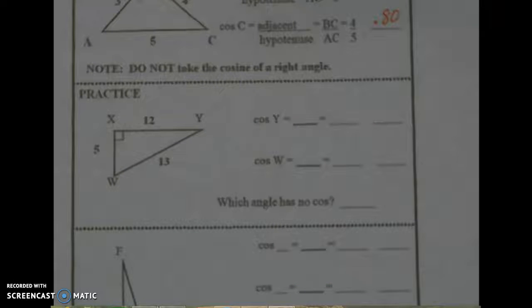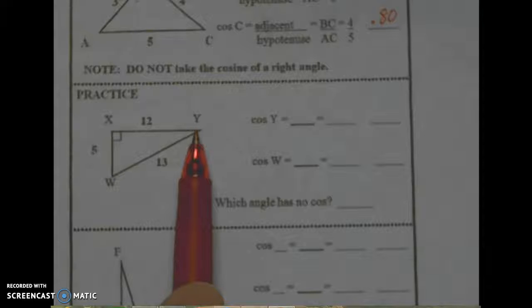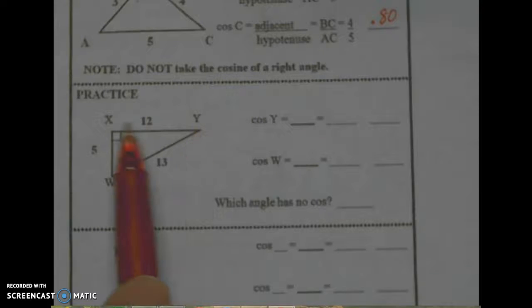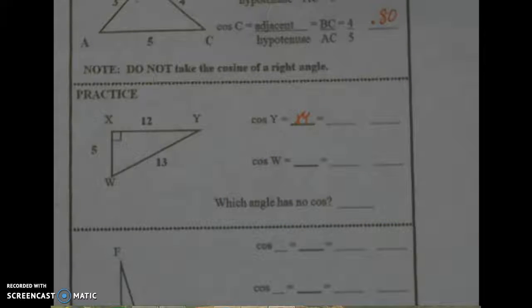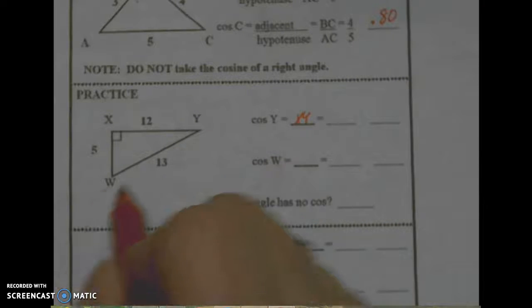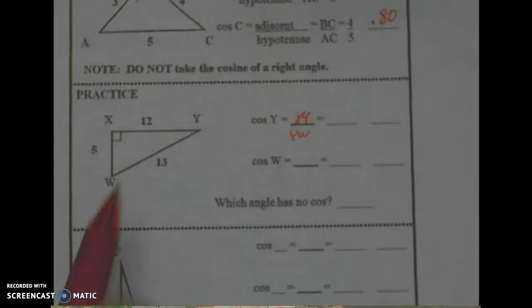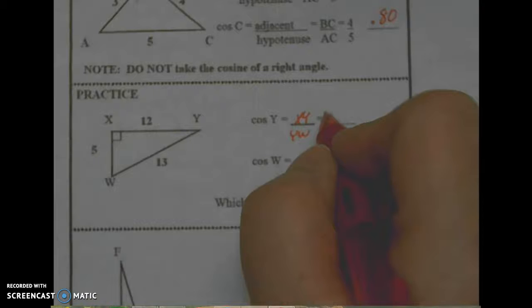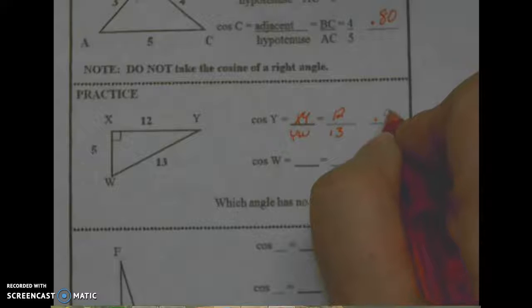If I'm looking at the practice sessions, if I want the cosine of angle Y, I want the adjacent side, which is my XY, over my hypotenuse, which is my YW. That adjacent side has a length of 12. My hypotenuse has a length of 13. And that fraction 12/13 is the cosine of angle Y. If I put that as a decimal, it'll give me 0.92.